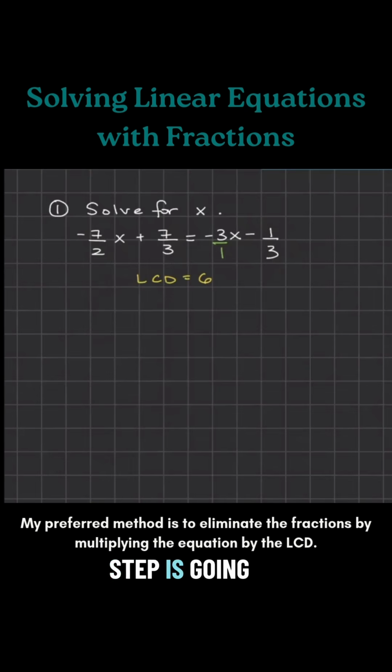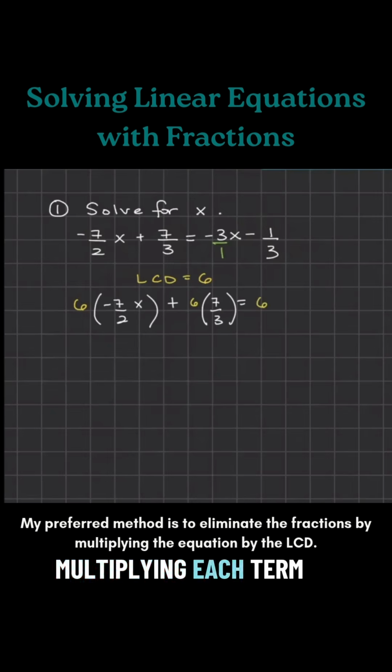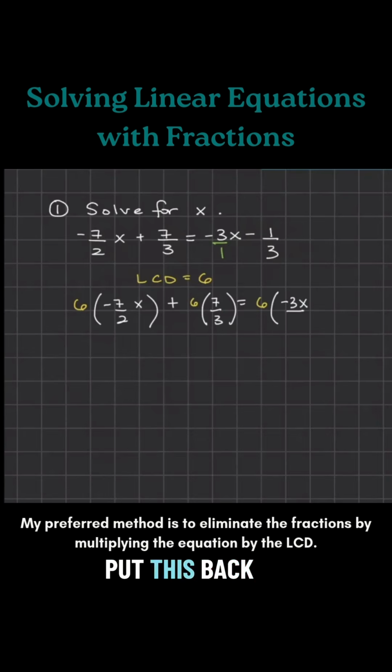So the next step is going to be multiplying each of those terms by the least common denominator. Now I'm going to write it out explicitly, but of course, once you get a little quicker, you don't have to write it out so clearly. But I want to do this to emphasize that we're multiplying each term, and I'll even put this back over the 1, and we're multiplying each term by that 6.